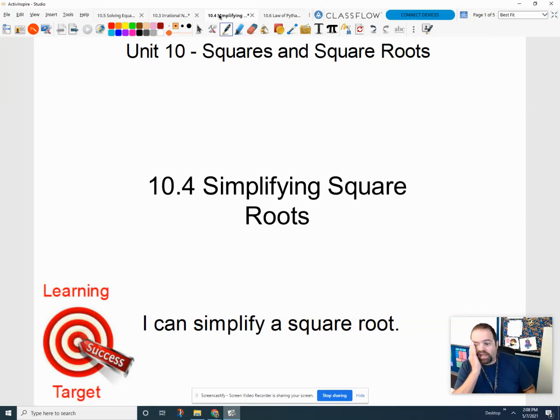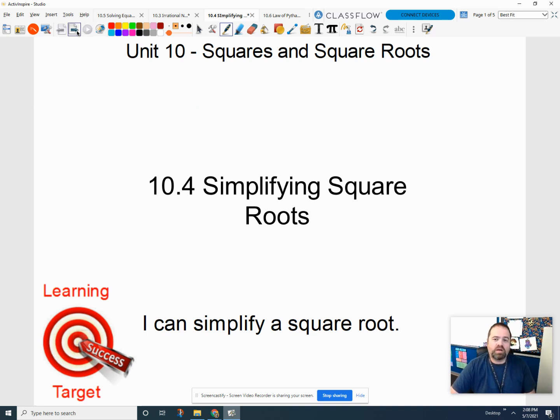All right, so I want to show you guys how to do something called simplifying a square root. You may use this in geometry. It depends on if you have me for geometry or not.